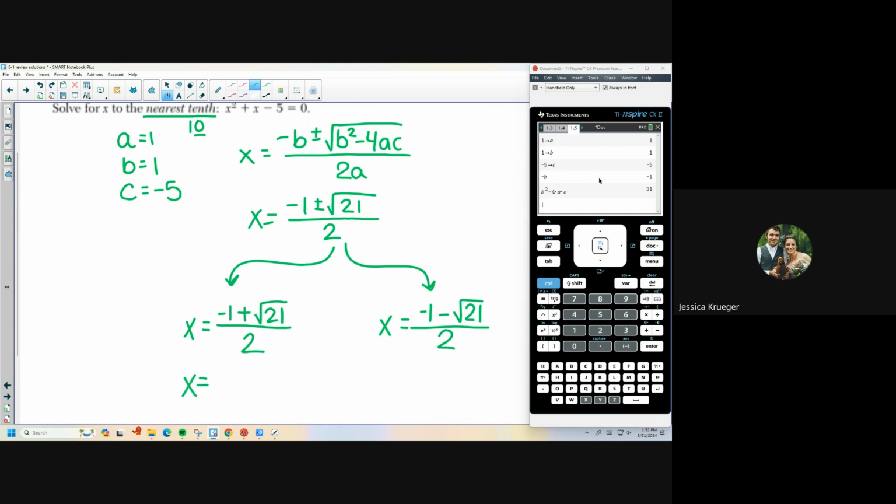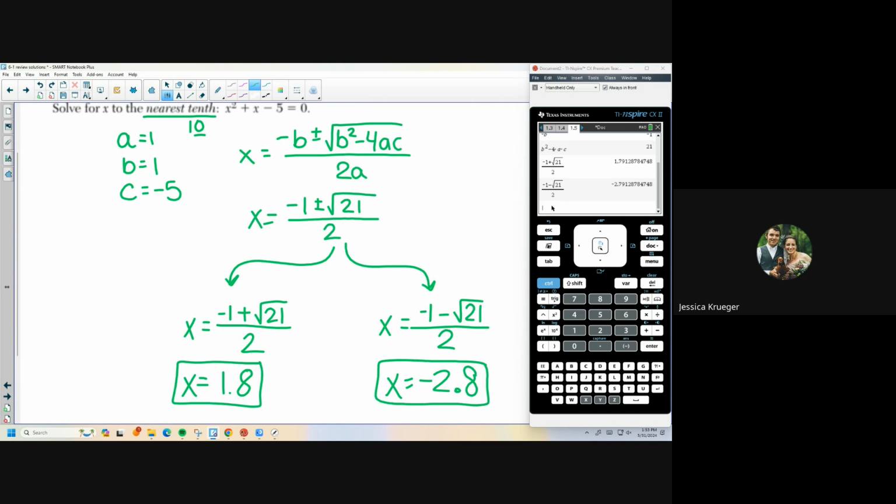And now I'll go ahead and put this into my calculator. -1 plus the square root of 21 over 2 gives me 1.79. Rounding, the 9 is going to bump the 7 up to an 8, so 1.8. And then my second one is -1 minus the square root of 21 over 2. And that's -2.79, but the 9 is going to bump the 7 up to an 8. And there's my 2 answers.